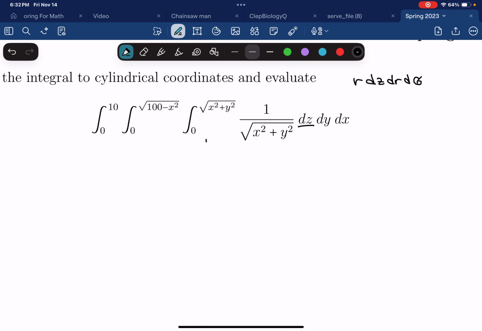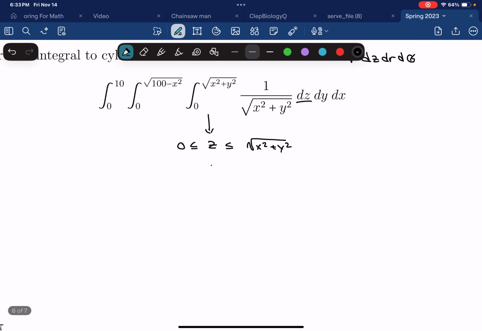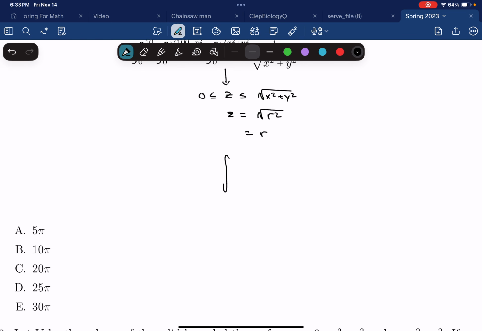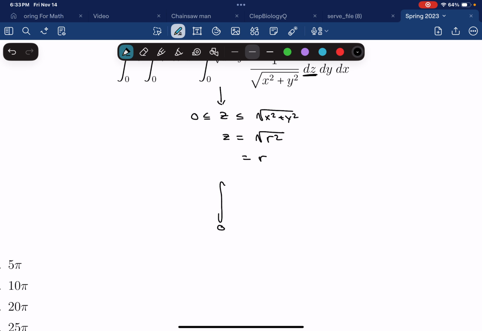First with z. So z is from 0 to square root of x squared plus y squared, which means that in this case, z is equal to the square root of r squared, which is just r, and it's also 0. Since dz is already there, I'm just going to keep it where it is, and it'll just change from square root of x squared plus y squared to from 0 to r.